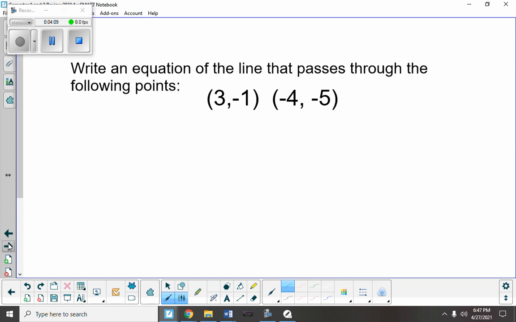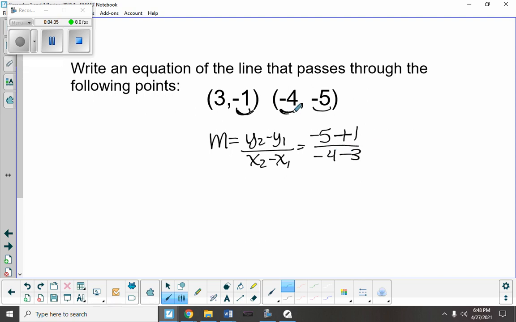All right, next, write an equation of the line that passes through the following points. So first, we have to find the slope. So we're going to subtract the y values. So remember, it's y2 minus y1 over x2 minus x1. So the y values, we have negative 5 minus negative 1. So two negatives make a positive. And then negative 4 minus 3. So now we're subtracting the x values in the denominator. Negative 4 minus 3. So that gives us a negative 4 over a negative 7, which is 4/7.